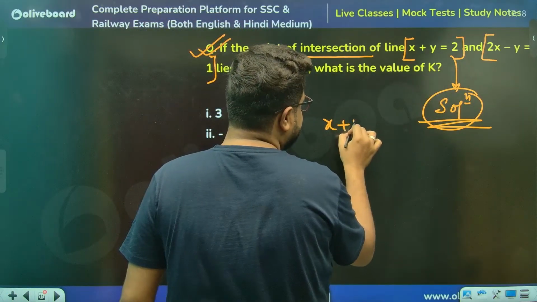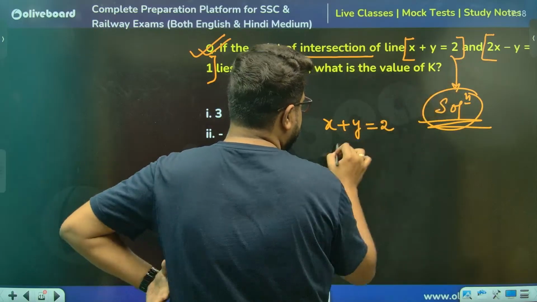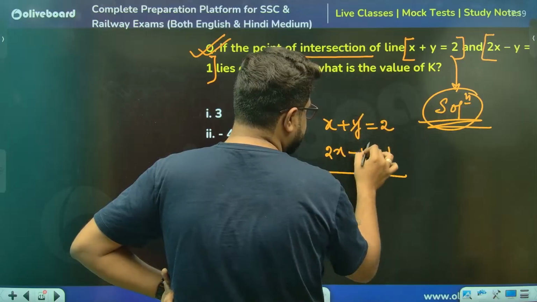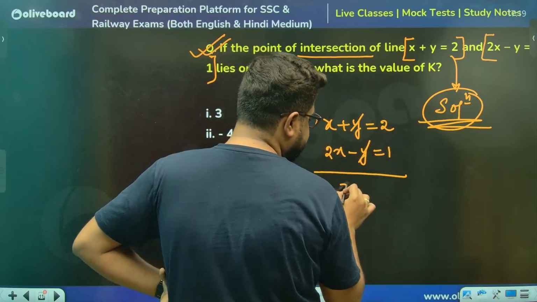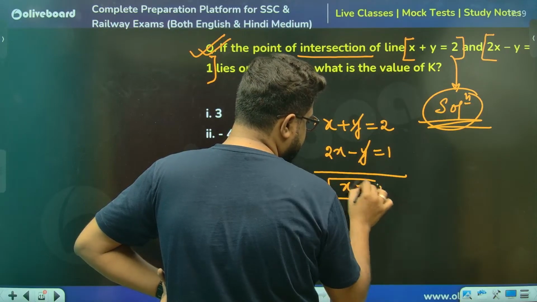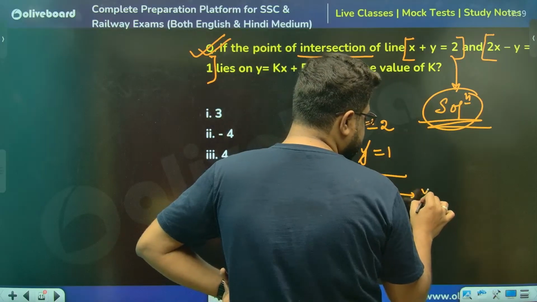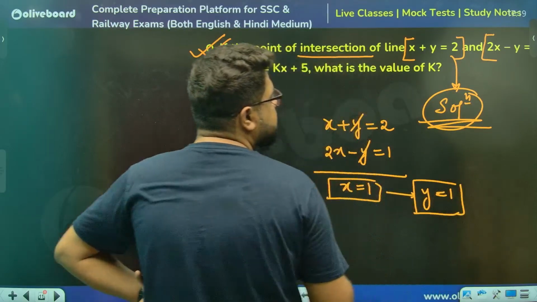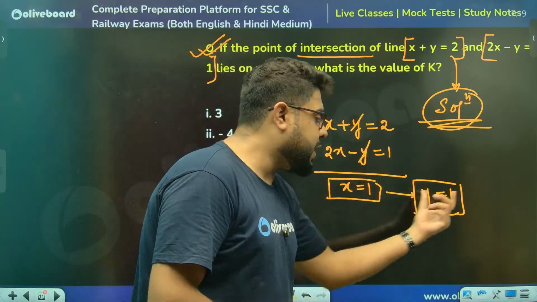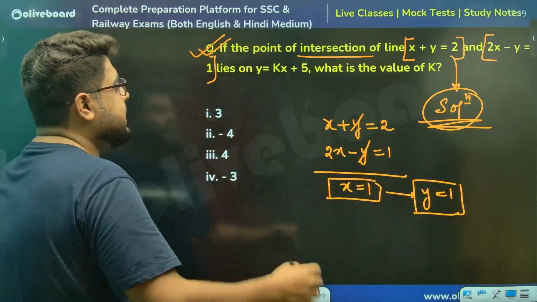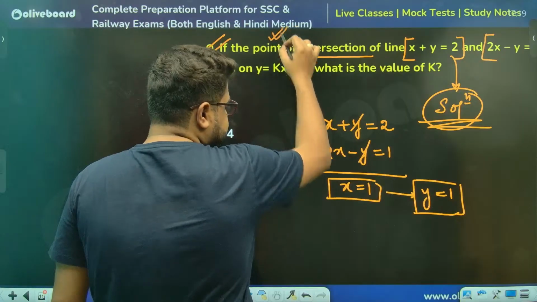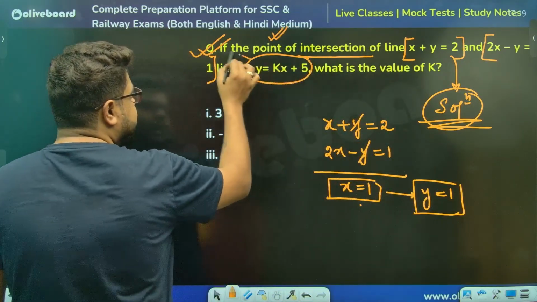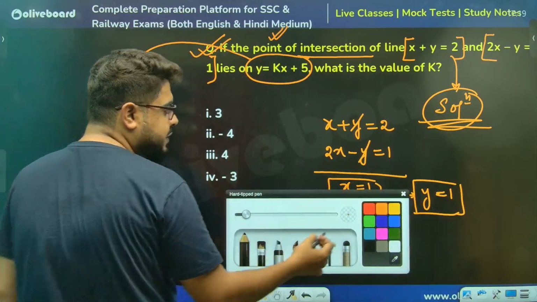The first equation is x + y = 2, and the second is 2x - y = 1. Add these two equations, y cancels: 3x = 3, so x = 1. From the first equation, y = 1. So the point is (1, 1). Now they are saying this point of intersection lies on this particular straight line itself. Then what is the value of k?